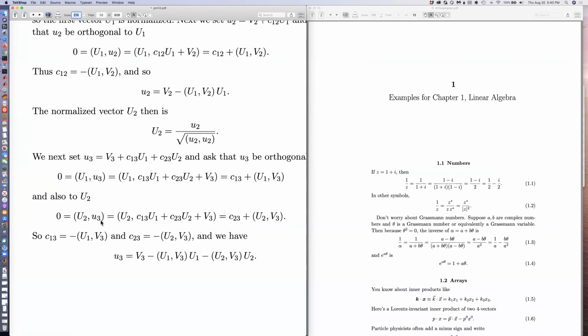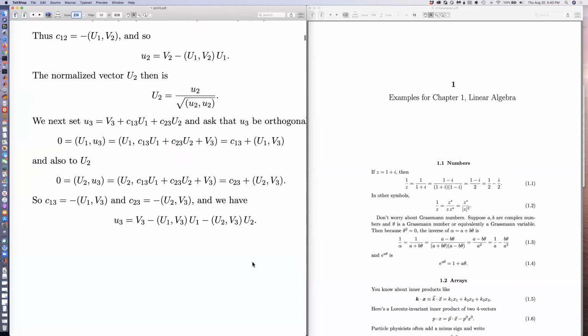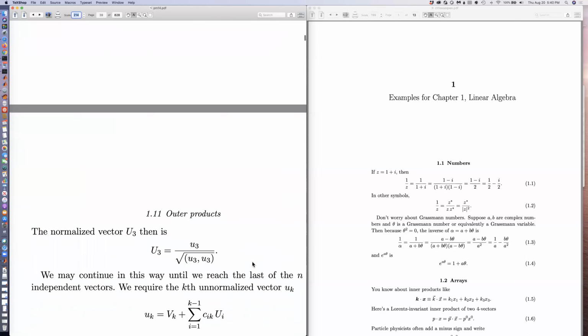Similarly, we want this new vector U3 to be orthogonal to U2. So we form the inner product. This inner product vanishes. This one is unity. And this one, we don't know yet, but now we see C23 has to be minus U2, U3. And so now we have constructed a third vector that is orthogonal to both U1 and U2, and then we normalize it.